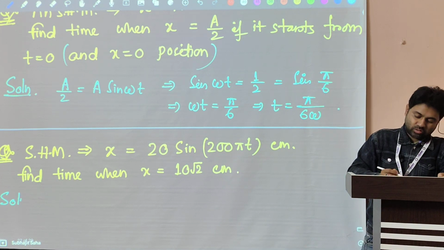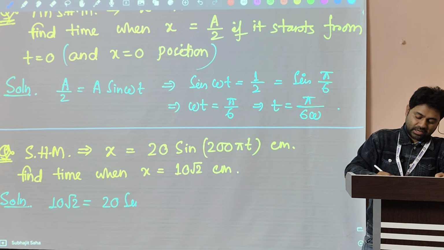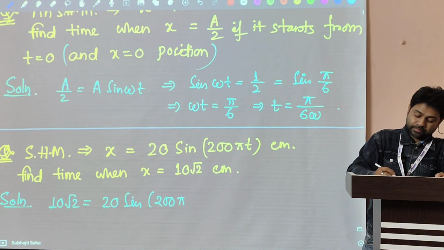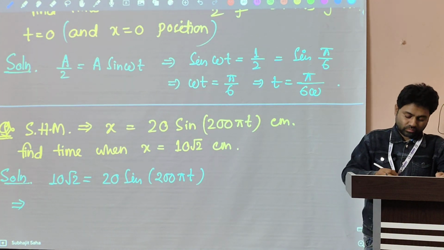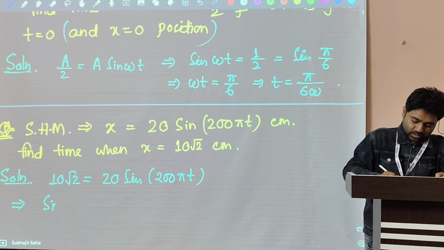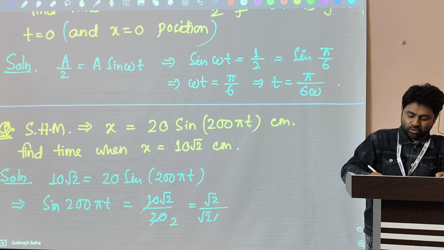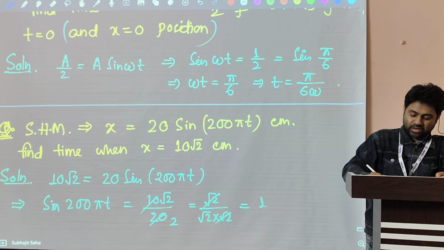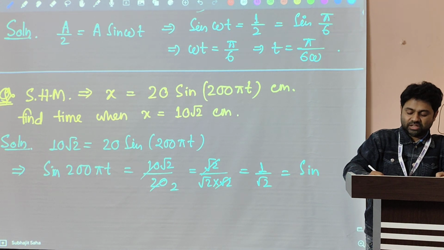The solution goes by exactly similar process. We will put x equal to 10 root 2 in the equation. So 10 root 2 would be 20 sine 200 pi t, or sine 200 pi t equals to 10 root 2 by 20, root 2 by 2. 2 can be broken as root 2 into root 2, 1 by root 2. 1 by root 2 means sine pi by 4, that is sine 45 degrees.